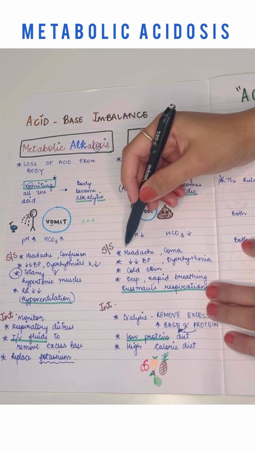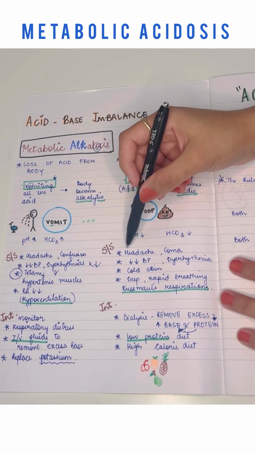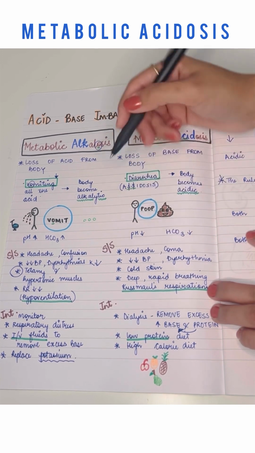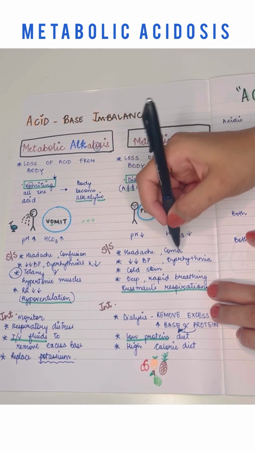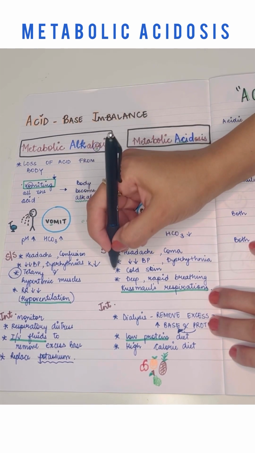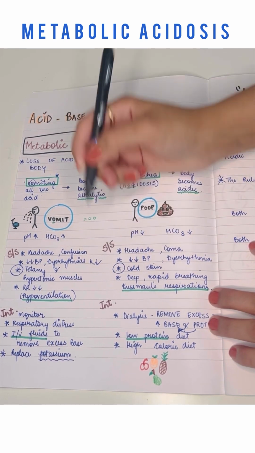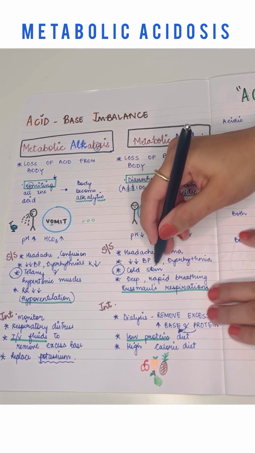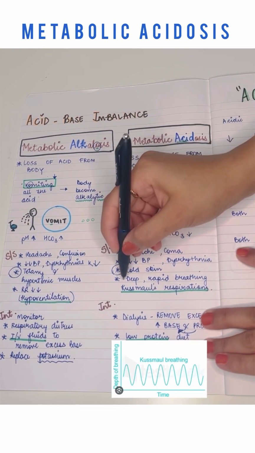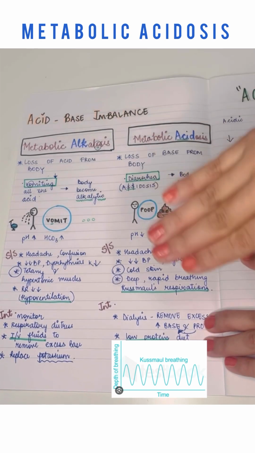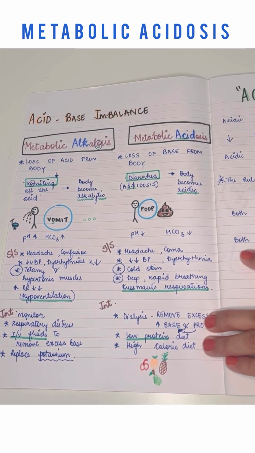So the signs and symptoms are again very similar to alkalosis, that is headache, coma, decrease in BP because the fluid is being lost, dysrhythmias, and one key factor that happens is cold skin. When the patient poops a lot, the skin becomes cold and clammy, and there is Kussmaul's respiration. That means deep but rapid respiration of the patient.